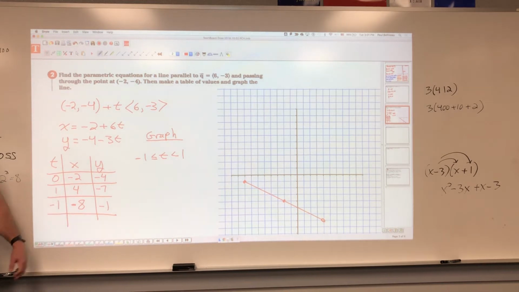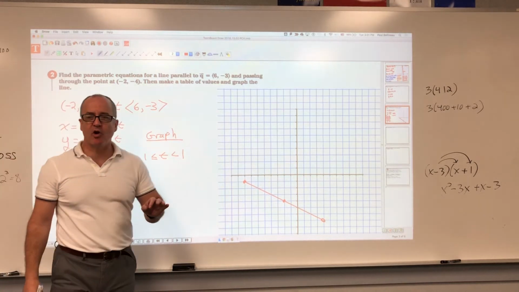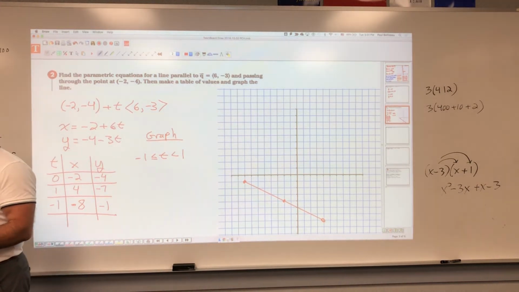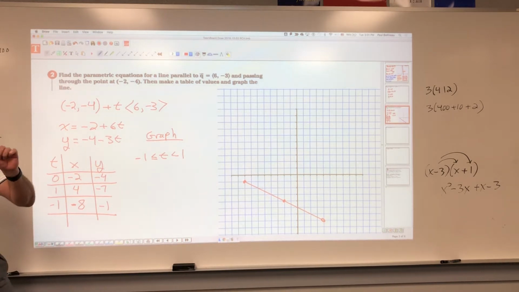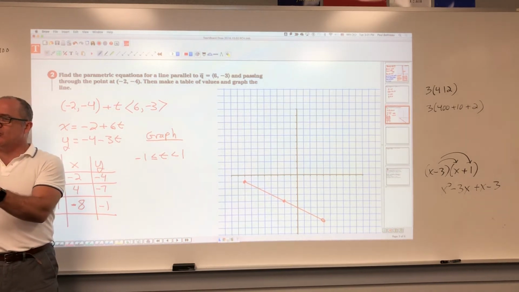So, there's one other thing. Parametric graphs have a direction. And when you graph something parametrically, you're supposed to put an arrow on it to say what that direction is, okay? And that direction is always in the direction of increasing t.